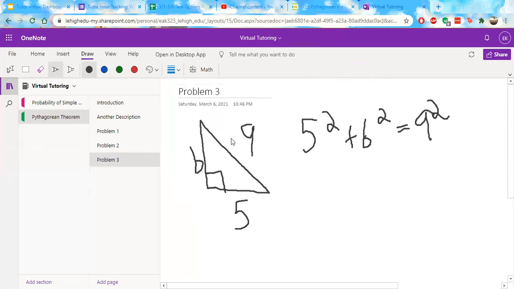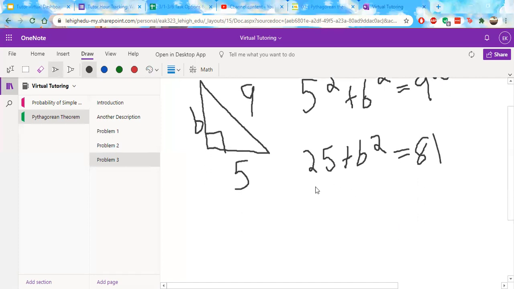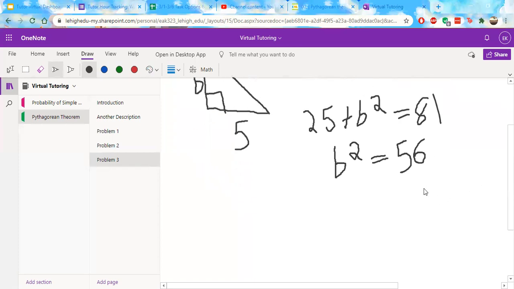All right? So 25 plus b squared equals 81. All right? And you subtract 25 from both sides, and you get b squared equals 54. Is that what it is? Or 56. Oh my word. Right? 81 minus 25, 56. Yeah. I can do math. It's fine. I was just trying to do it in my head. All right. Yeah. B squared equals 56.